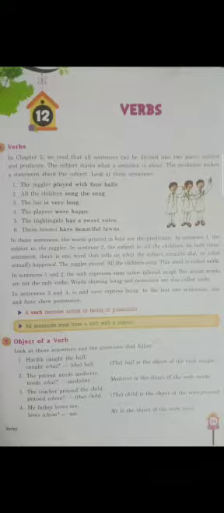So what is a verb? A verb is used to say something about a person. It says what a person is doing, what a person is, or what a person has. A verb denotes doing, being, or possession.